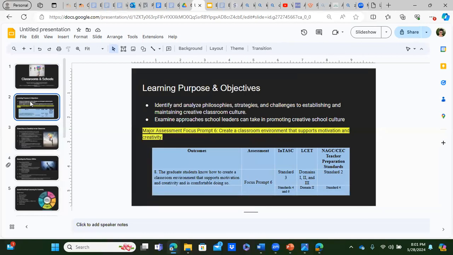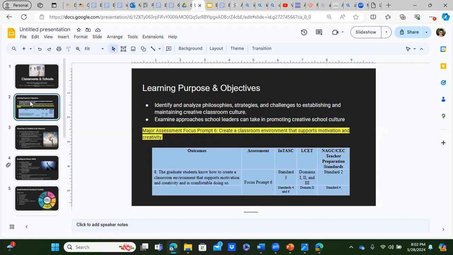So our learning purpose and objectives for classrooms and schools is to identify and analyze philosophies, strategies, and challenges to establishing and maintaining creative classroom culture, and examine approaches school leaders can take in promoting creative school culture.